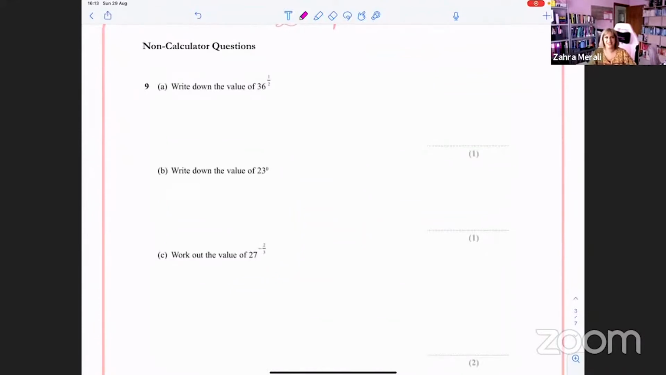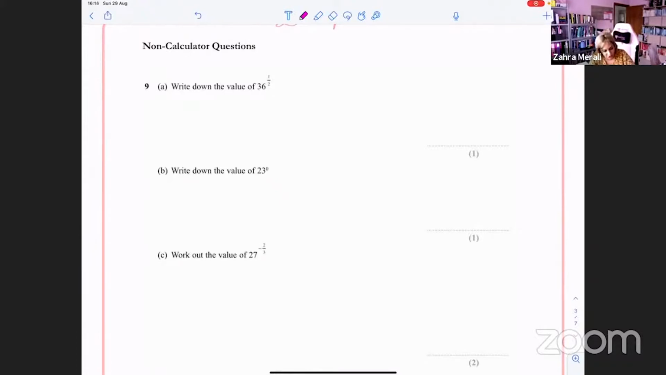Now, this is question 9. This is towards the end of the exam paper. I'm not quite sure why I've put it first. So you're not going to worry about this question too much. This was one of the questions that will be on the higher paper as well as the foundation paper.